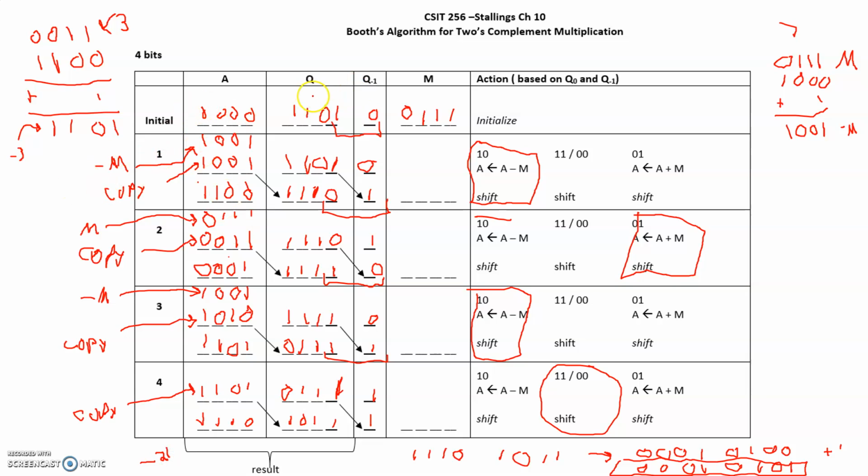Remember, we began with, this was minus 3. This was our 7. Minus 3 times 7 is minus 21. That's the result of the binary multiplication. What a disaster.